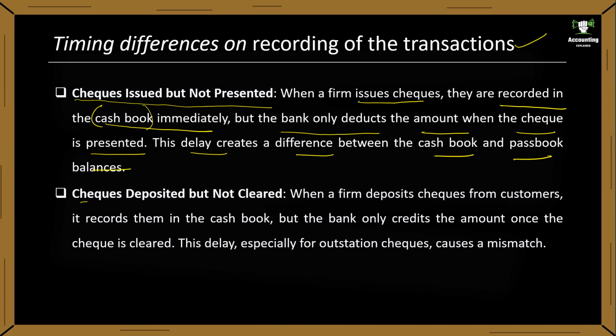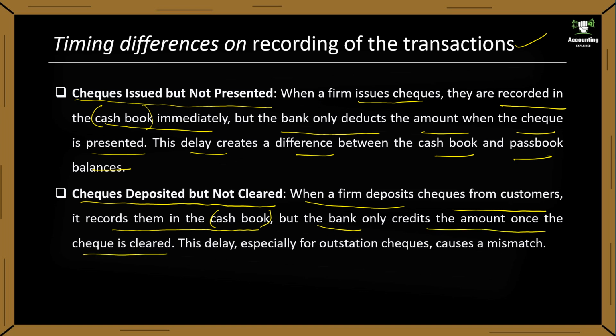Next is checks deposited but not cleared. When a firm deposits checks from customers, it records them in the cash book. When we receive a check from the customer, immediately we are going to write it in the cash book. But the bank only credits the amount once the check is cleared. The bank will credit the amount after the deposit of the check. The check has to be cleared first. Then only it will make the entry in the passbook.